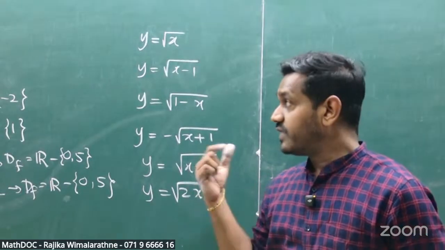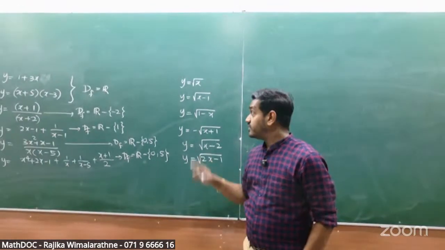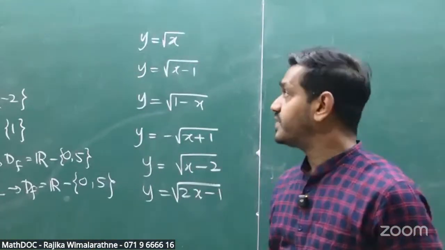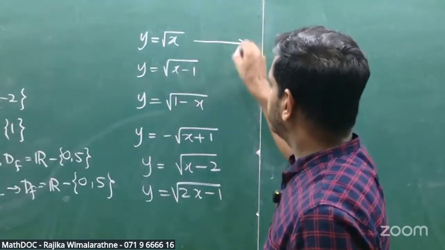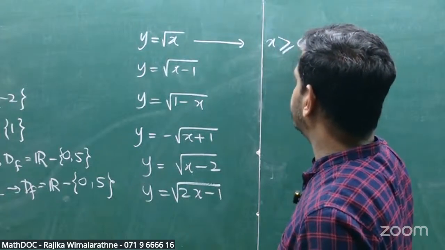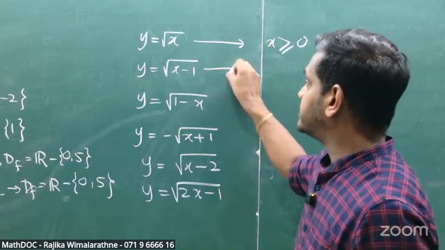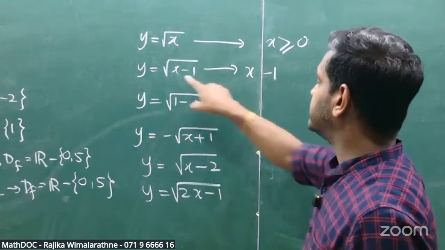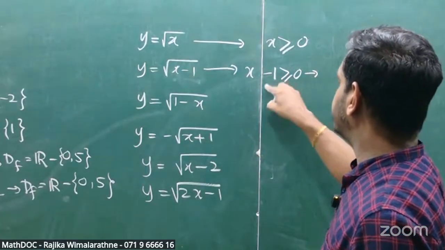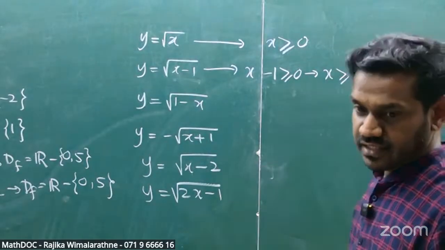Then when finding the domain for this type of expression, you have to think that the value within the square root must be non-negative. Now here, within the square root is x, so x must be greater than or equal to 0. In this case, x minus 1 is the value within the square root. Take it greater than or equal to 0, then x is greater than or equal to 1. That is an inequality, no?